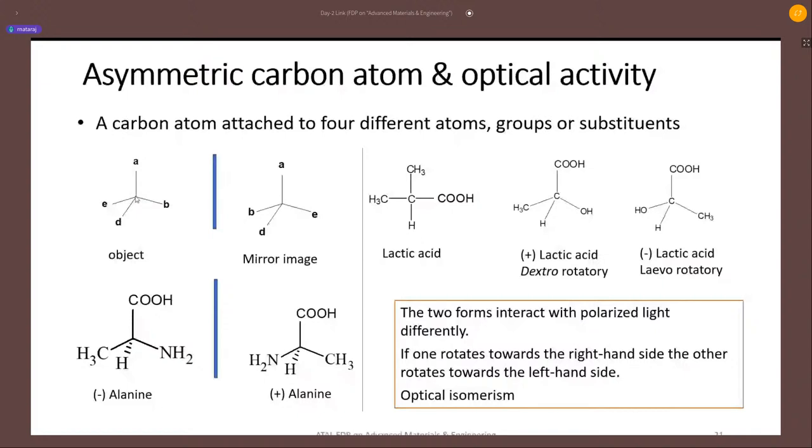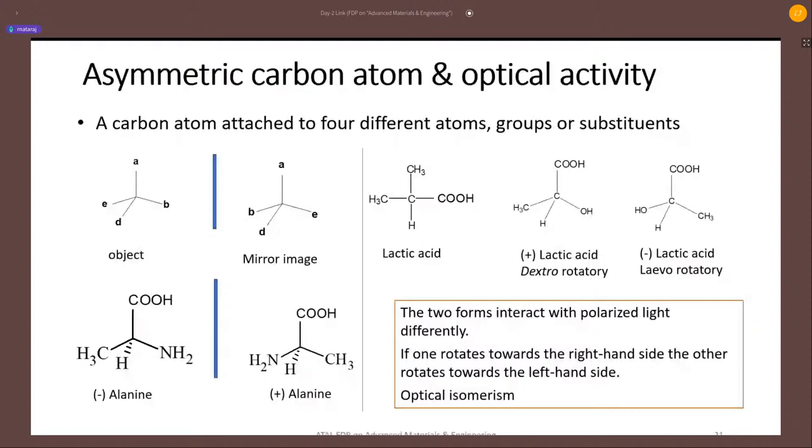And if you see the mirror image of it, these two are like the right hand and the left hand. So the left hand is a mirror image of the right hand, but they are not superimposable over one another. This you would have studied in the basic chemistry courses. Therefore, we call this an asymmetric carbon atom.